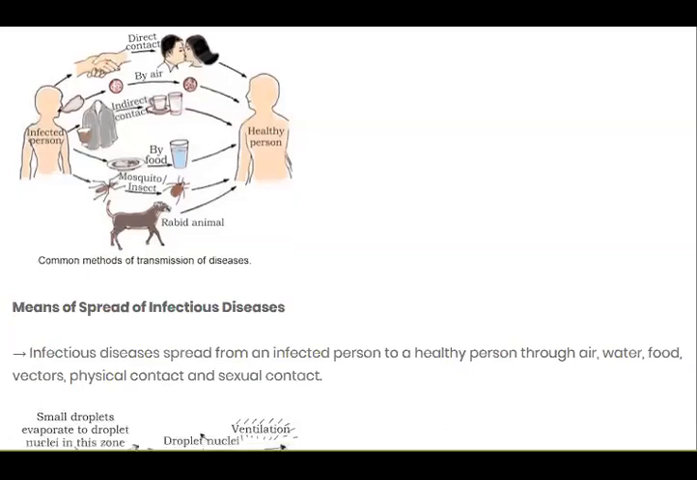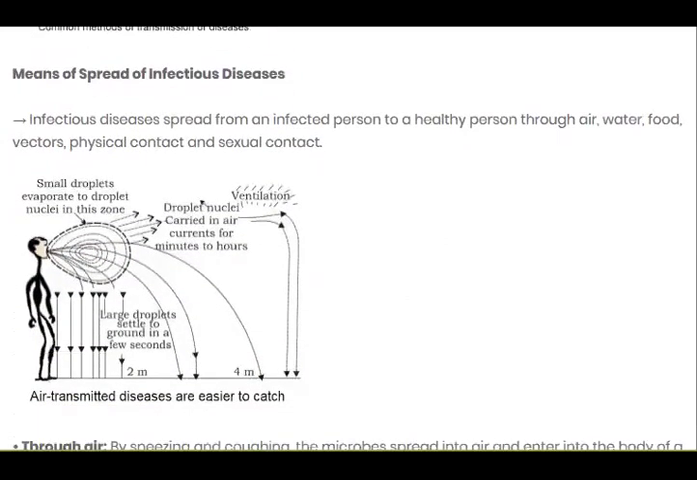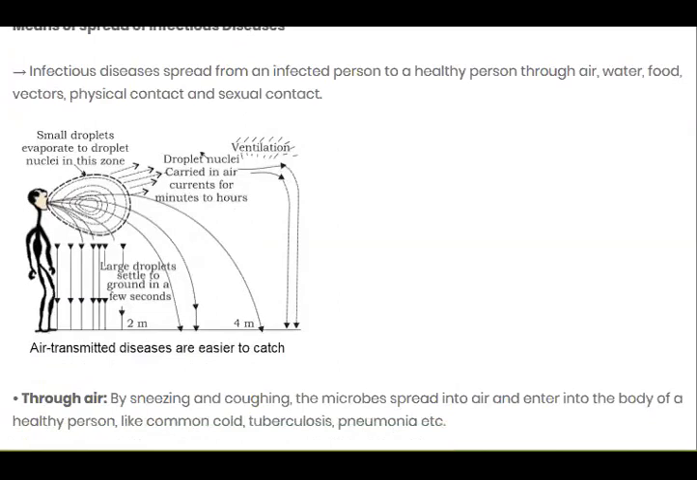Just look at the diagram, how through the air, the particles of air, how the air transmitted diseases are caused. You can see, look at the diagram and you can understand that one man, when he is either coughing or sneezing, small droplets of water evaporate to droplet nuclei. And these droplet nuclei are carried by the air currents and they stay in the air from minutes to hours. And the larger droplets settle down to the ground in a few seconds. And of course, they are being inhaled by any person who is there in the surroundings. So in this way, air transmitted diseases are easier to catch.